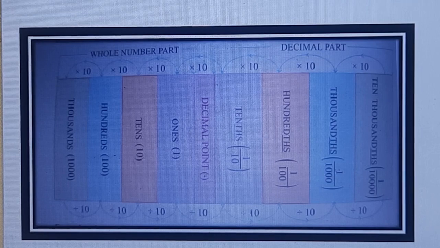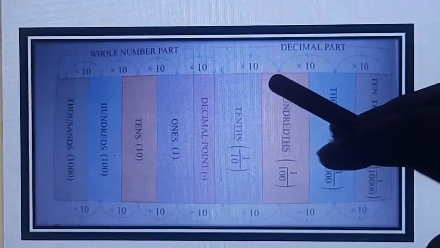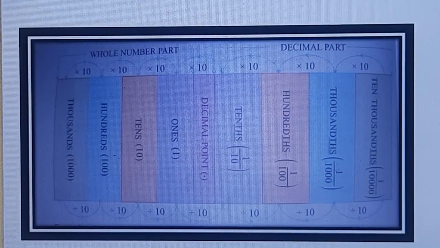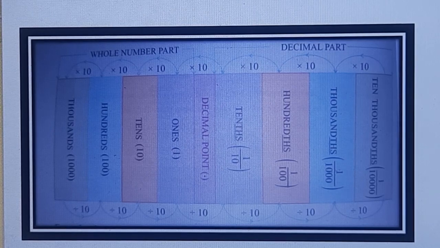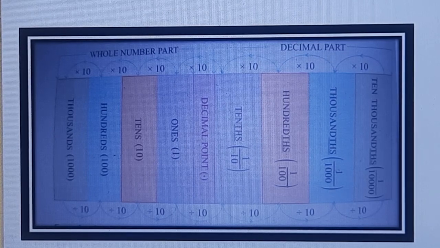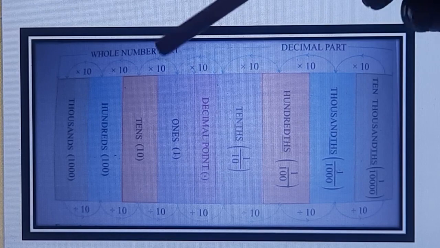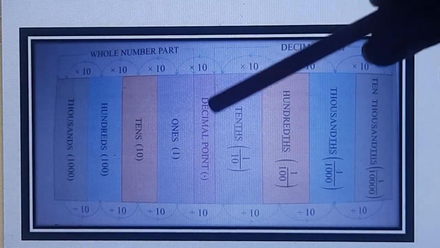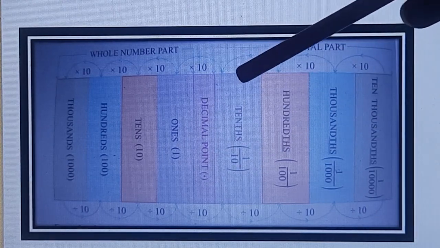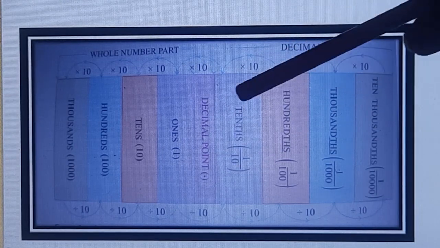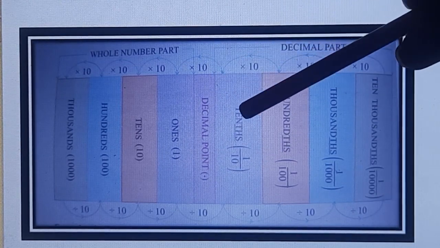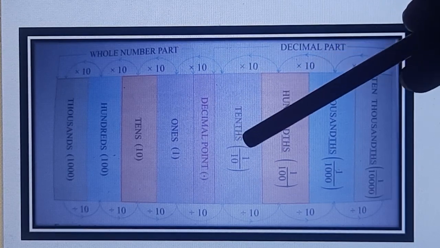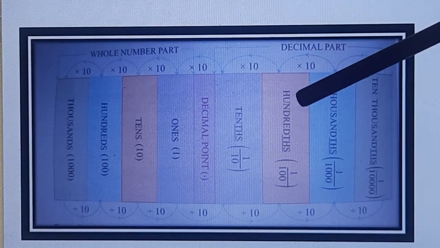Understood? Now we will study about this decimal place value chart. So see how we can make this decimal place value chart. You already know that whole number part, ones, tens, hundred, thousand. Now here it is a decimal point, and from here decimal part has been started. After decimal there is tenth. It is 1 upon 10. And then hundredth.